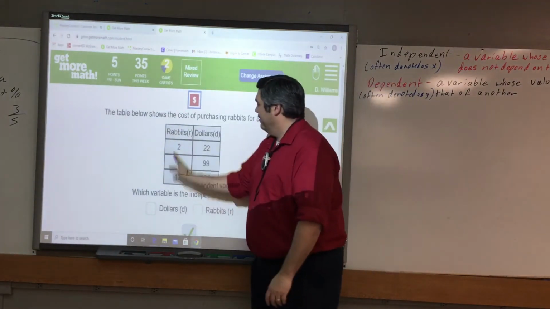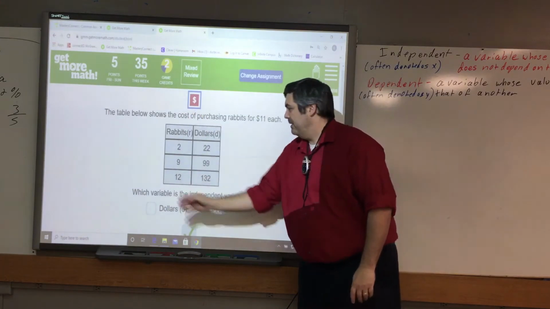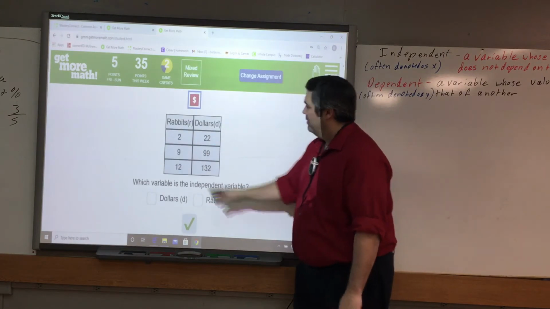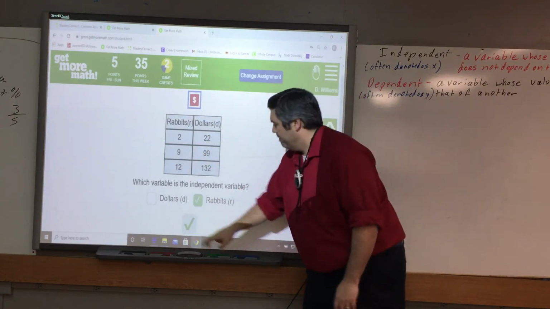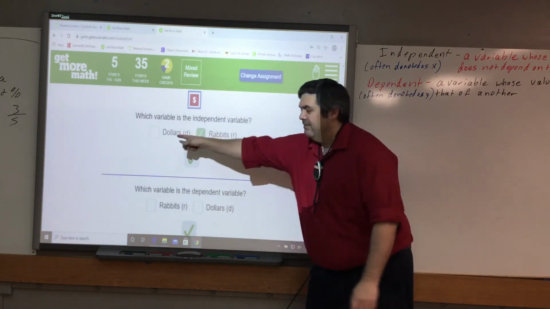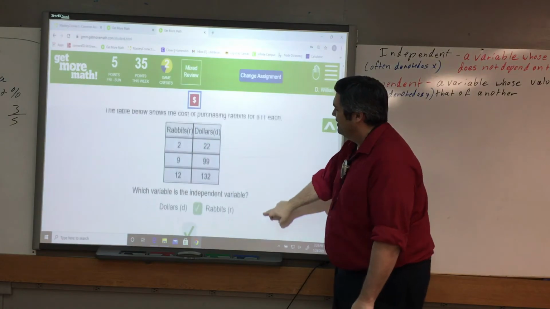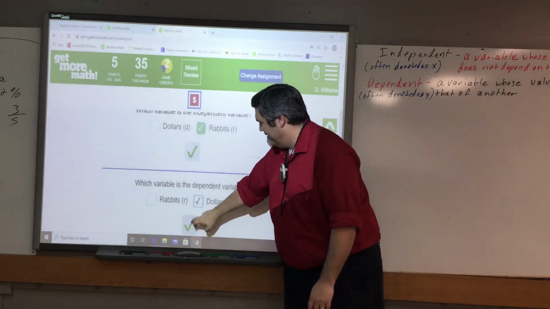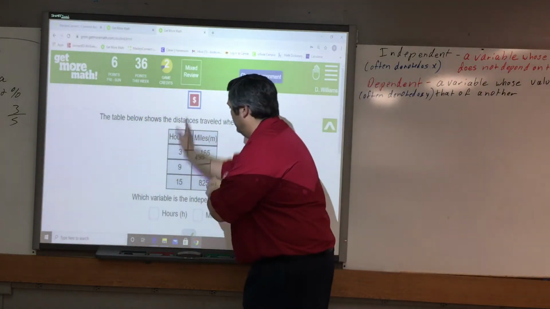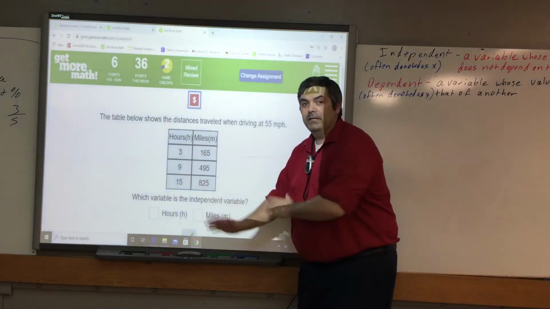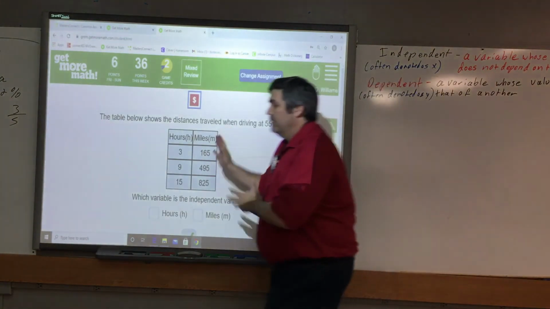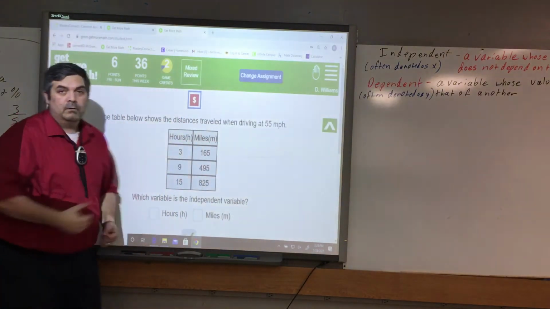All right, so here, rabbits, independent, dollars, dependent. Which variable is the independent variable? Rabbits are. Which variable is the dependent? And look at it, they did it again. They switched it on you. Be careful, watch that. All right, so dollars, dependent. All right, guys, that's all there is to this. You just need to be able to identify, this is the independent, this is the dependent. That's what today is about. Identifying your independent, identifying your dependent. Okay, so I'm not going to go through a lot of that because, well, it's straightforward.